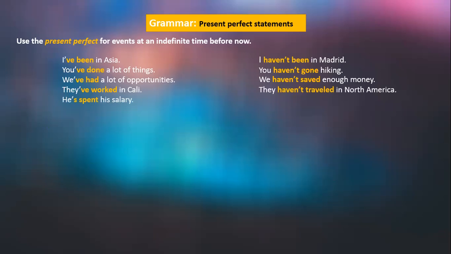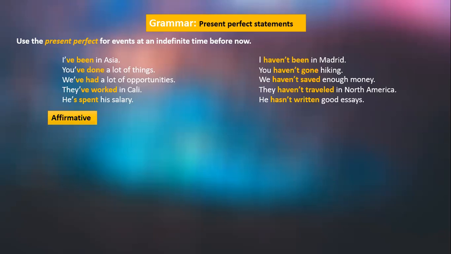He's spent his salary. In this case, he's is the contracted form of has. He has. Take into account that it isn't he is. No, he has. It's the contraction in here. He is spent his salary is incorrect. He hasn't written good essays.